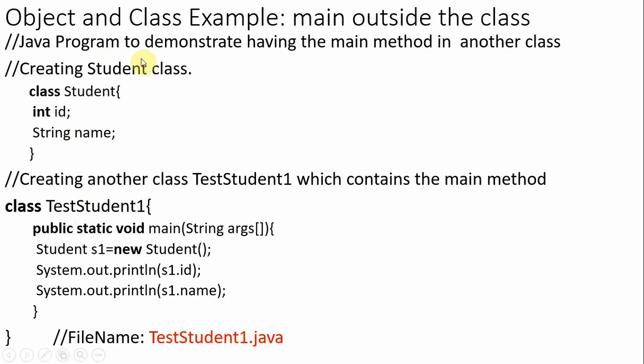Okay, so don't get confused. You can define any number of classes, any number of methods, but only one main method. The class that contains the main method, with that class name only you can execute the file.